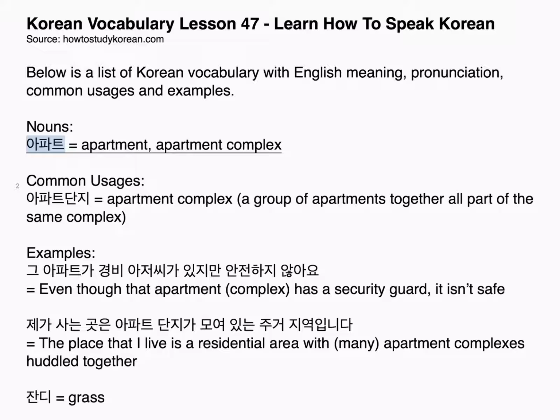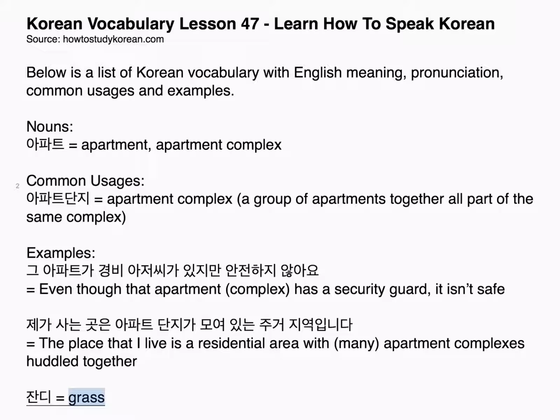Nouns. 아파트, apartment, apartment complex. Common usages. 아파트 단지, apartment complex, a group of apartments together all part of the same complex. Examples. 그 아파트가 경비 아저씨가 있지만 안전하지 않아요. Even though that apartment complex has a security guard, it isn't safe. 제가 사는 곳은 아파트 단지가 모여 있는 주거 지역입니다. The place that I live is a residential area with many apartment complexes huddled together.